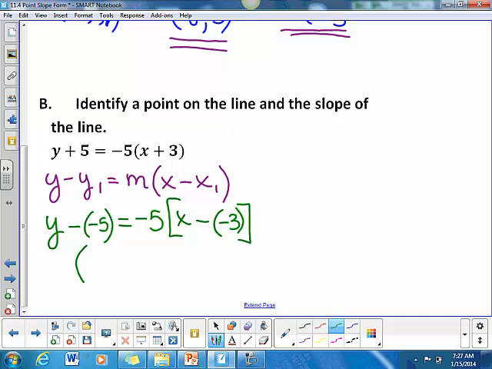So my point, or the ordered pair in this, negative 3 is my x1 term, and negative 5 is my y1 term. So the ordered pair, or the point in this equation, is (-3, -5). And then the slope, again, is the number in front of the parenthesis, or the quantity, and that would be negative 5.